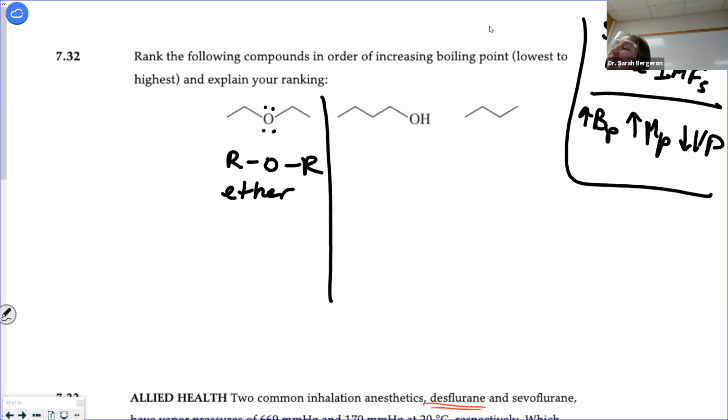Do you see anything that is a full positive or a full negative? So we can't have ionic, we can't have ion-dipole. Do we have a hydrogen bound to an electronegative element? No, all our hydrogens are bound to carbons. Do we have a polar molecule? Yes, we do. We have some polar bonds going on. So what kind of interaction can happen? Dipole-dipole.